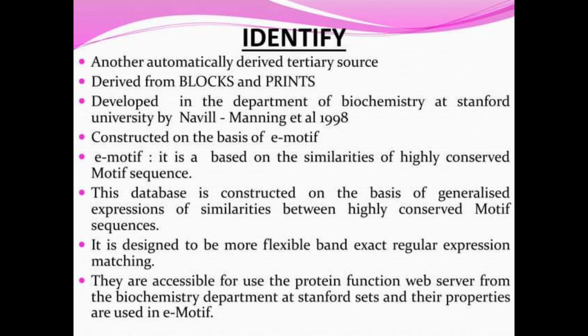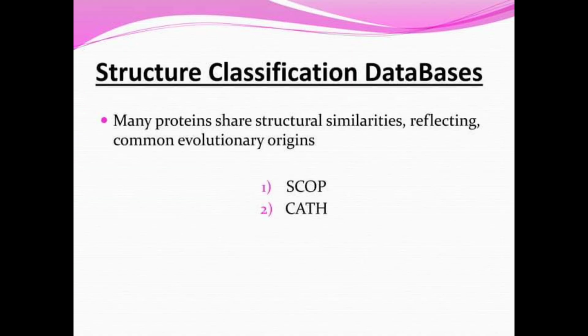This database is constructed on generalized expression of similarities in the highly conserved motif sequences. Further, we have the classification of the database that includes structural similarity and reflecting the evolutionary origin. Structural similarity means where we can predict the primary, secondary and tertiary structure of the protein. From the primary we can develop secondary and tertiary structure by using SCOP and CATH.